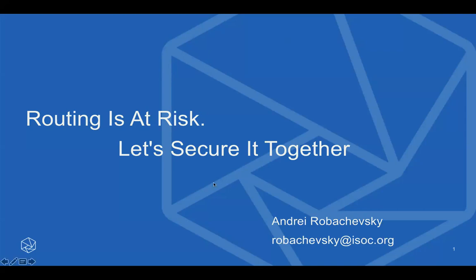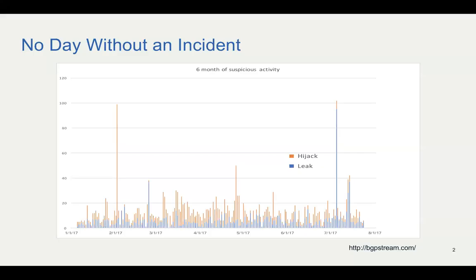When we talk about how routing security evolves and how often such incidents happen, the short answer is there is a lot going on in the routing system. There is not a single day without a dozen routing security incidents, and we will talk about this data in more detail later.